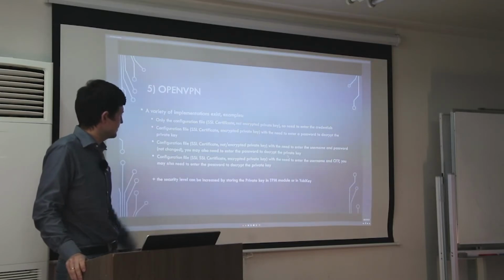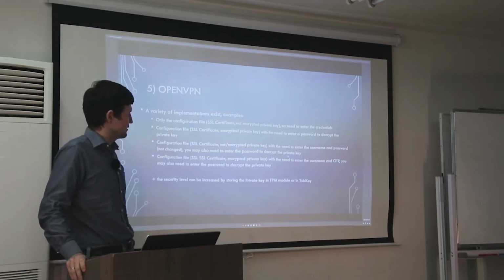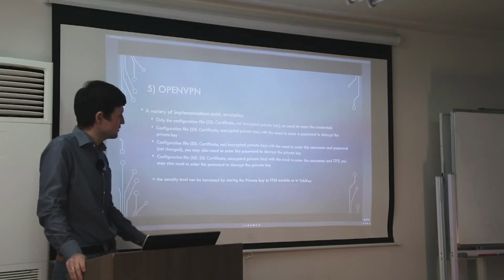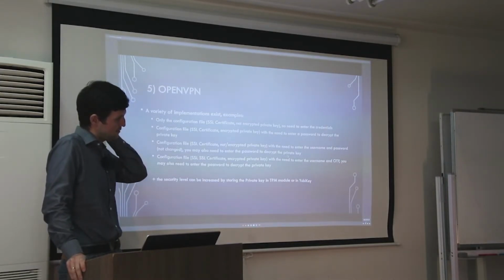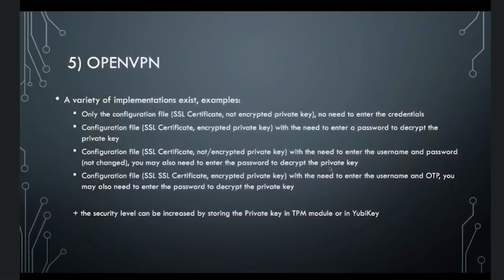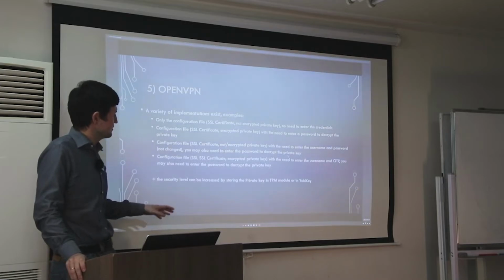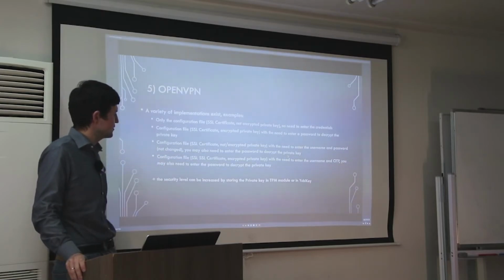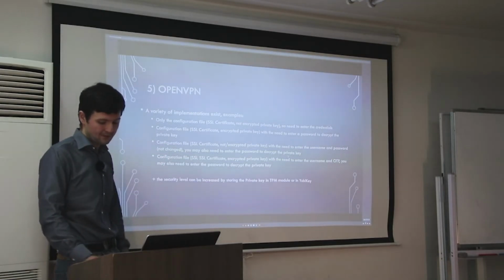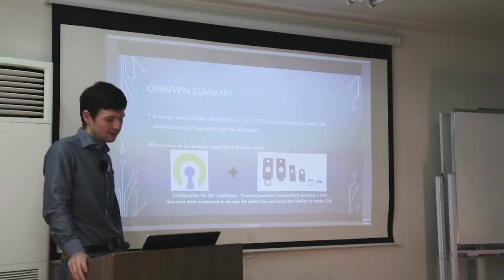And the last one, you can use an OTP, like Google Authenticator or YubiKey, and use the OTP instead of the user's password. That will not be so bad, I think, and it will increase the security level of OpenVPN. One more level you can add to increase security: you can store the SSL certificate that is usually in the configuration file on the TPM or on the YubiKey. So then the attacker can't get it.